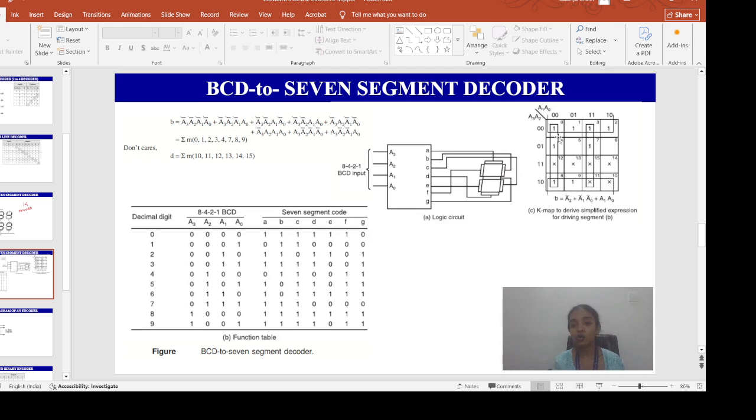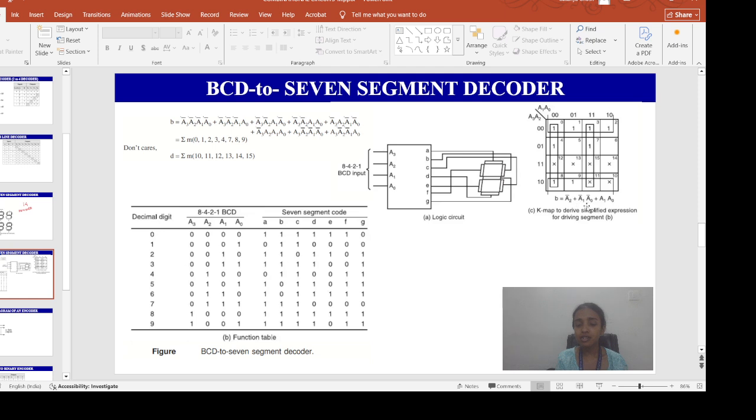Now you just start grouping them. This will be one group, this will be one group, and this and this will be one group. For this entire column, A1 bar A0 bar; for this entire column, A1 A0; and for this one and this one, which one is not changing? A2 bar is not changing. So this is the K-map for B. Similarly, we have to perform the K-map for each and every segment. Then for B, this is the K-map expression.